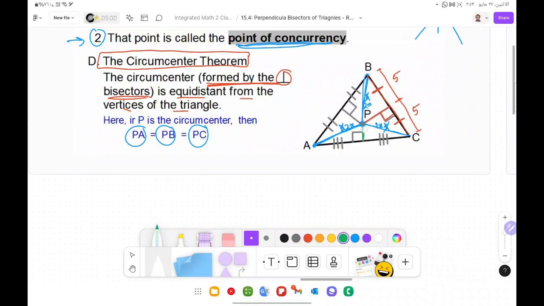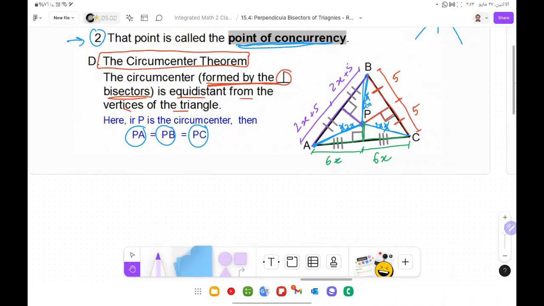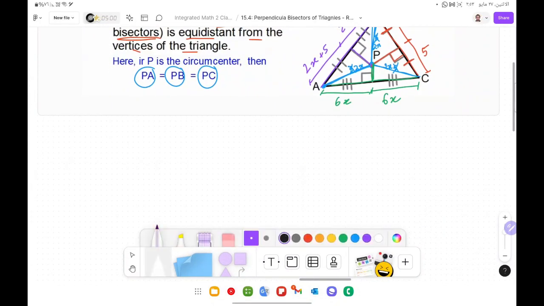Same thing if I draw a perpendicular bisector on this side. If this one here is, let's say, 6x, this one here also should be 6x. The same thing for the perpendicular bisector on that side. If this one is 2x plus 5, this one should also be 2x plus 5. So as you can see, all the sides are equal with a perpendicular bisector. Let me summarize this to let you understand.